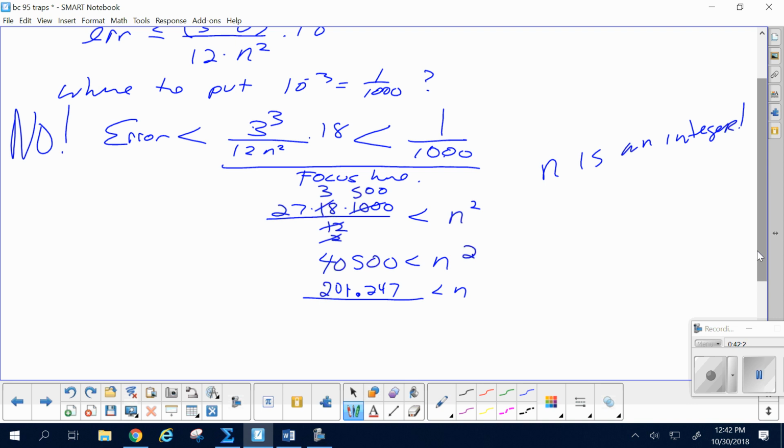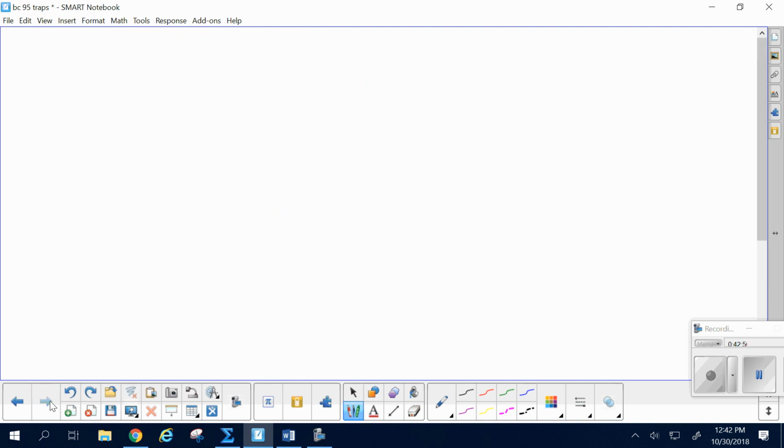201 would not be enough. I would have to always round up. Okay, you need at least 202 trapezoids. You always round up, no matter how close it is to the lower number. Understood? You would have to do subdivision with 202 trapezoids to get the error down to less than 1,000. You with me? All right. That should be enough to be able to do any trapezoid problem you see other than proving the trapezoid error bound.